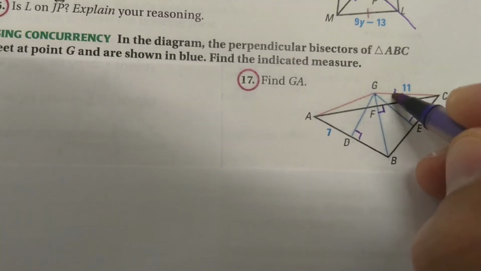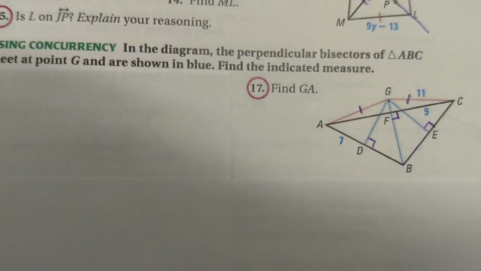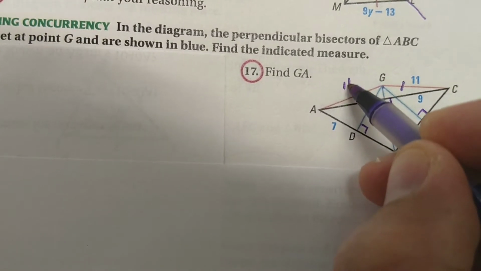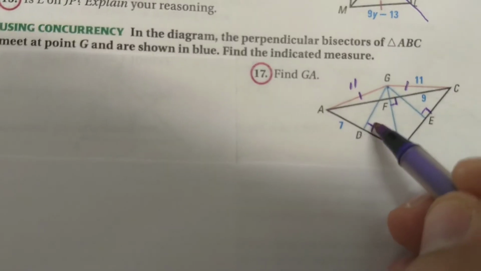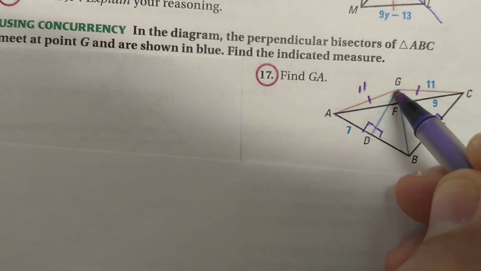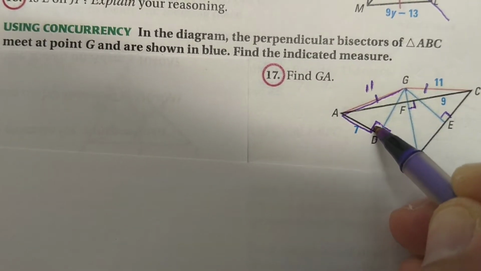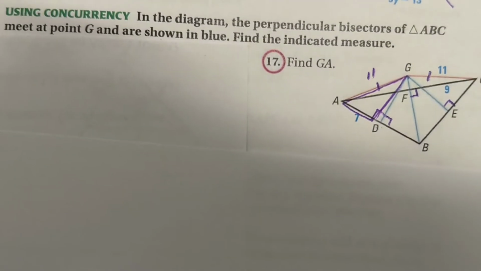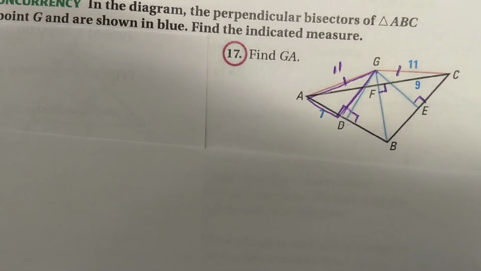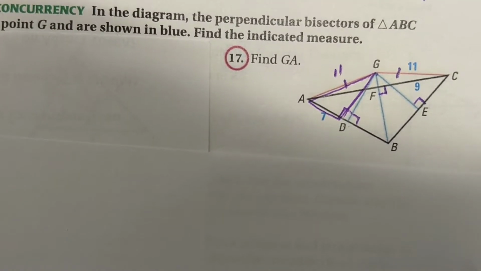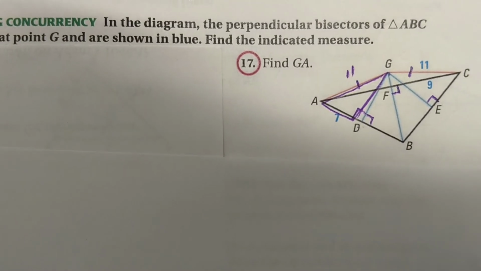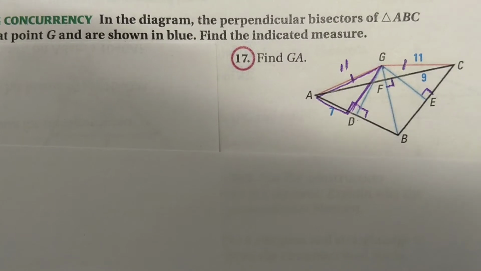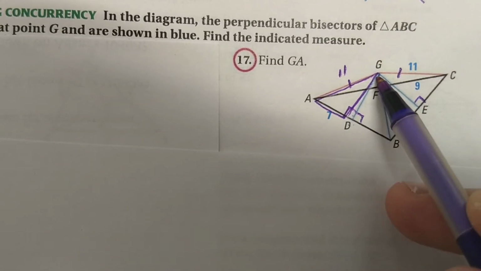And so I'm going to mark those. That one is equal to that one. The nice thing about that is, since this is 11, I can just automatically say this is 11. Okay, and since this is a right angle, this is a right angle. I really have a right triangle in here as part of the overall triangle made up of that. I've already solved for GA, haven't I? GA is 11.